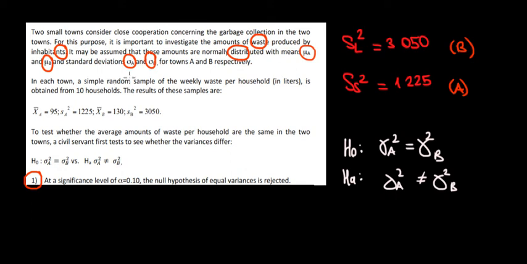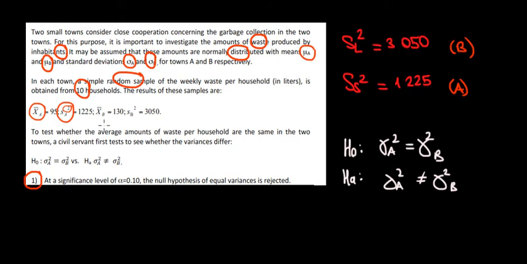Now, in every town we collect a simple random sample, and we have 10 households, so the number of observations in each group is 10. We have the sample averages and the sample standard deviations, the sample variances actually, because the standard deviation to the power of 2 for group A and for group B.